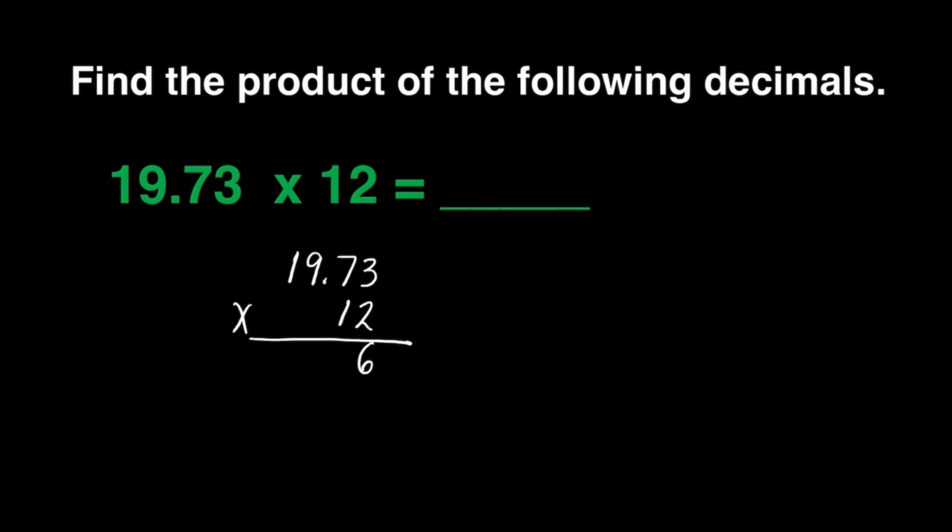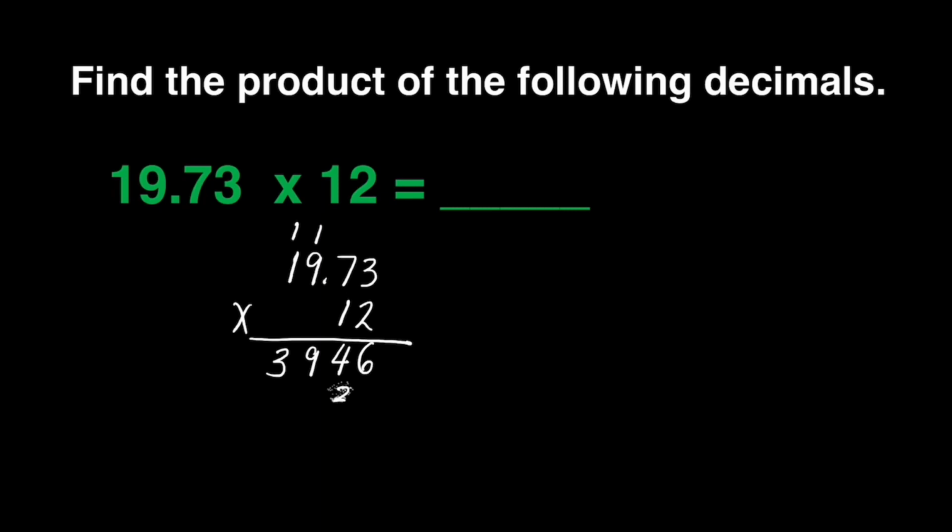7 times 2 is equal to 14. Write 4 here, carry 1 at the top of 9. 9 times 2 is 18, plus 1, that's 19. Carry 1 at the top of 1. 2 times 1 is equal to 2, plus 1 is equal to 3.